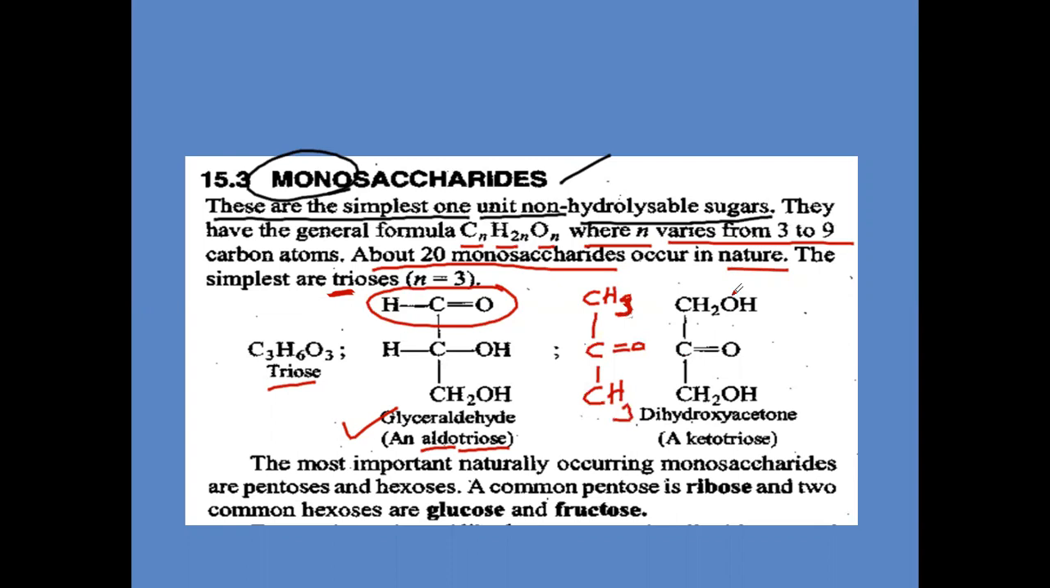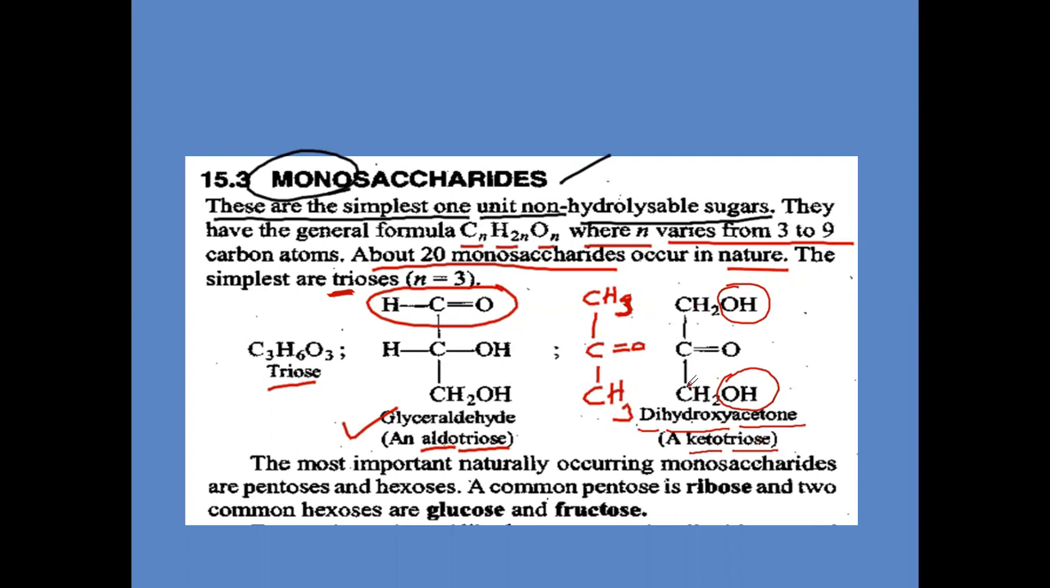In this acetone molecule, here one OH group is substituted, and here also one OH group is substituted. In acetone, how many hydroxy groups are available? 2 hydroxy groups. So it is called dihydroxyacetone. And it is an example of what? A ketotriose. Keto means a ketone group is present. And triose means the sugar with 3 carbon atoms.